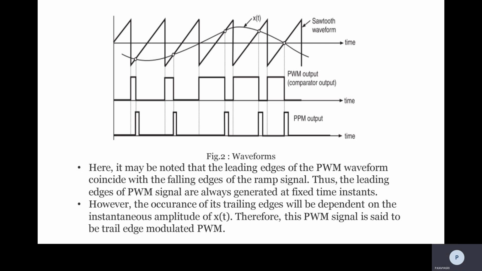The third waveform we can also observe here is pulse position modulation. I will explain it later. Just observe the waveform here. Pulse position modulation means the position changes. We can represent it like this in the waveform. If you observe here, the position changes in the PPM output.